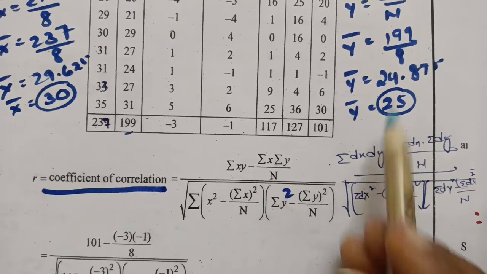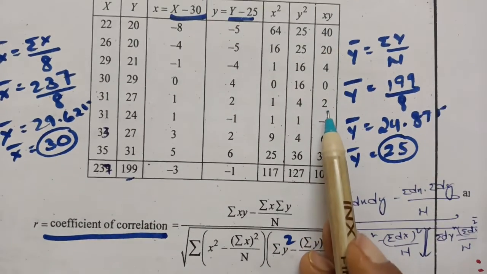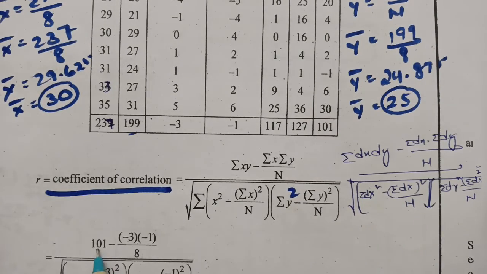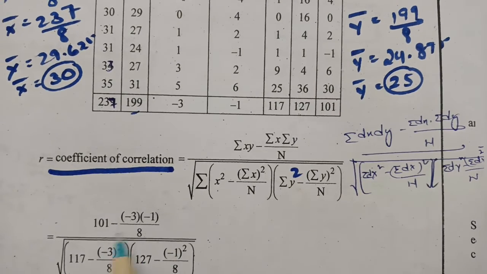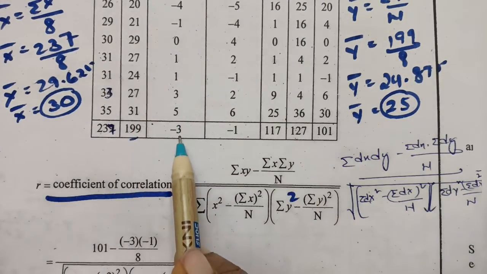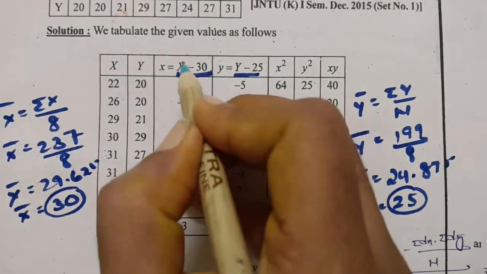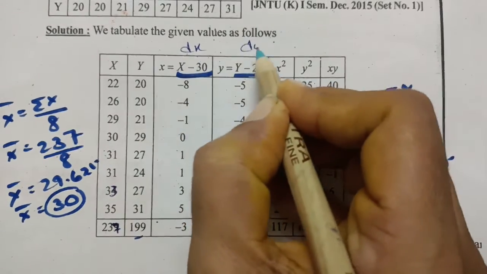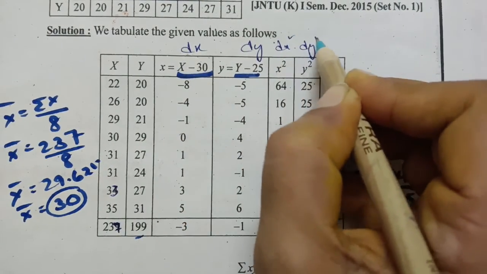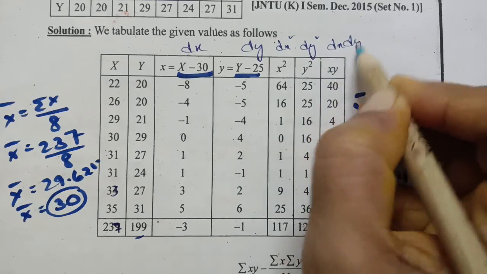What is sigma dx dy? So this is the total here. Sigma dx dy total here is 101. What is sigma dx? So sigma dx total is minus 3 here. So this will be dx, this will be dy. So this is dx square, this is dy square. So this is dx into dy.